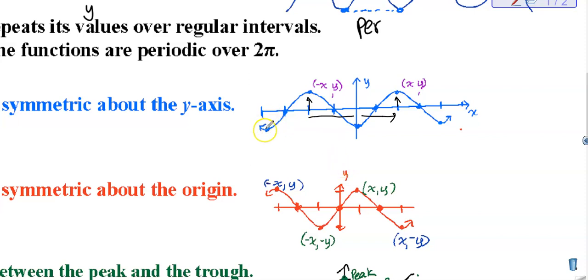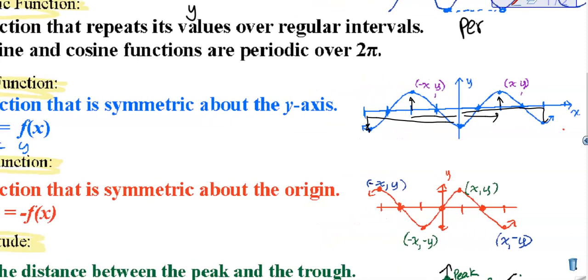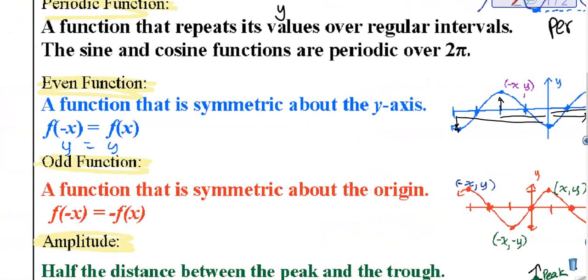And the same thing would happen if I'm talking about this point. If this was my distance, negative x, then I'd go down, that's a negative y. And if I go positive x to here, I'm going down to negative y. So symmetric across the y-axis. FYI, the cosine function is an even function. Cosine is even. Okay, then we talked here about an odd function.